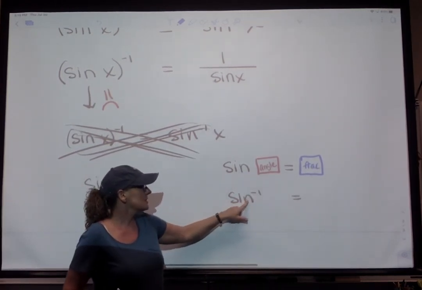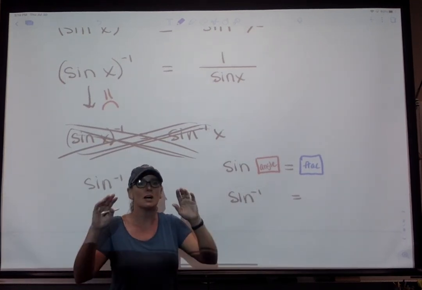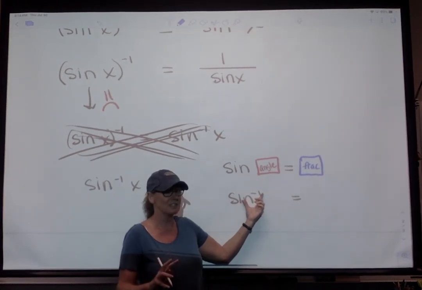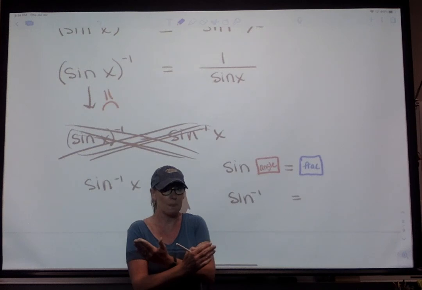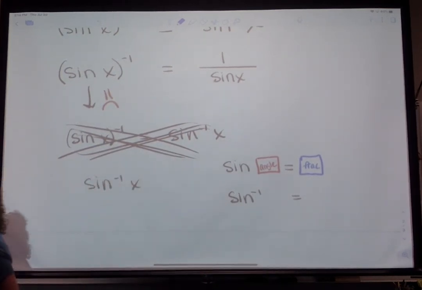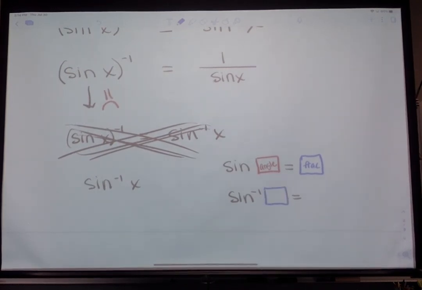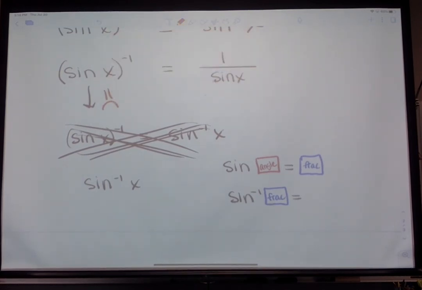Sine inverse. This is inverse. This is not sine to the negative 1 power. This is not 1 over anything. You've got to look at it in the context of the problem. This is sine inverse. This means take your x's and your y's and swap them. Take your angle and your fraction and swap them. So when you're doing an inverse problem, this spot right here is reserved for your fraction. And your answer to the inverse is what the angle should be.